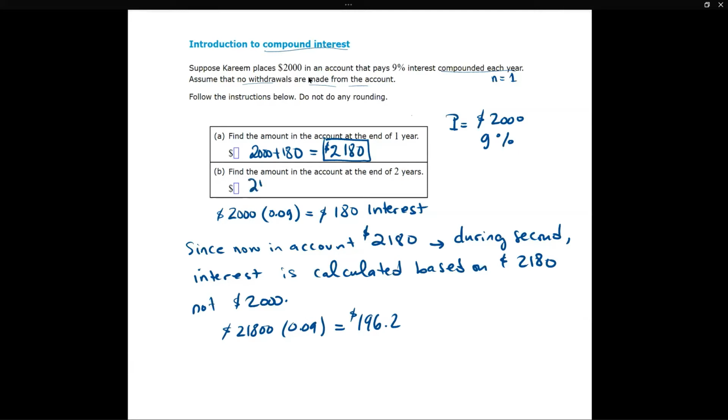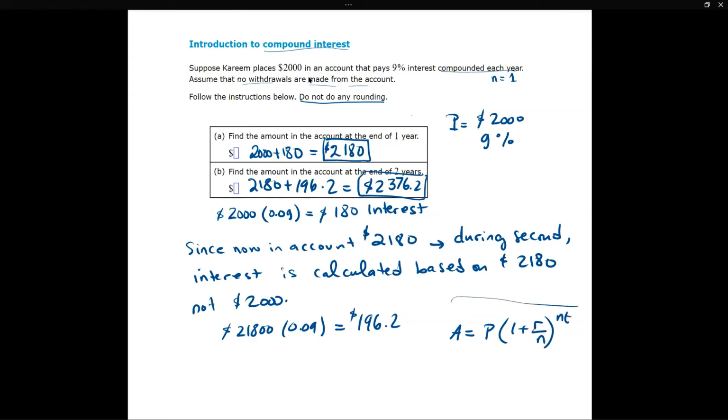So 2,180 plus 196.2 is 2,376.2. And this is important to watch. Do not do any rounding. We didn't have to do any rounding. So if you're doing something and now you find yourself needing to round, that means something was incorrect with the calculation. So I would also recommend you try this problem using the compound interest formula if you want to try this.